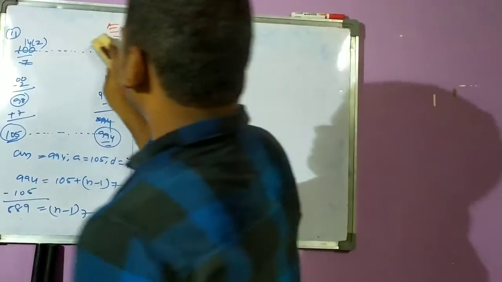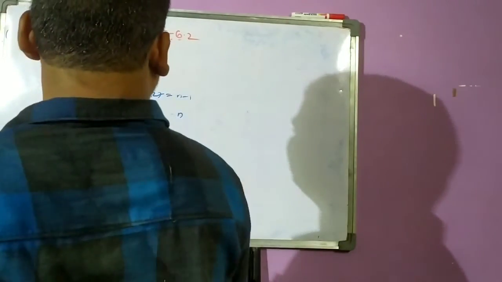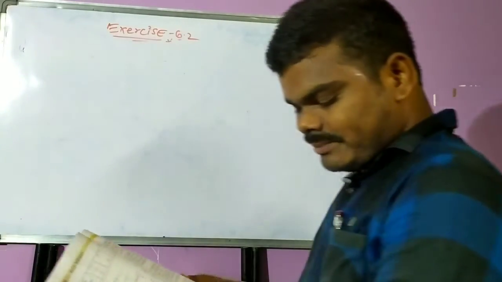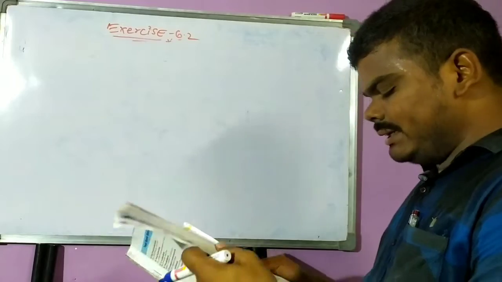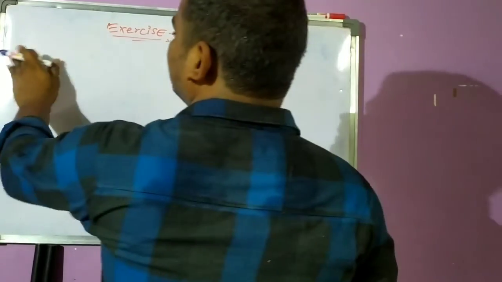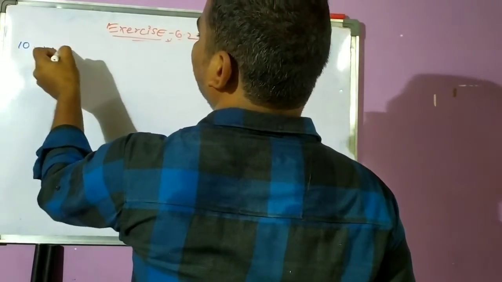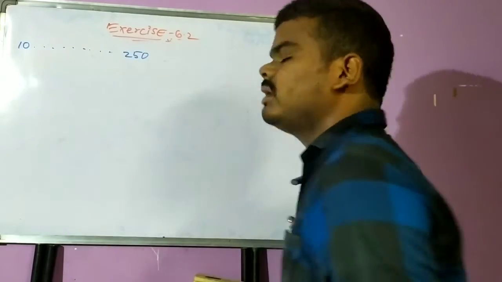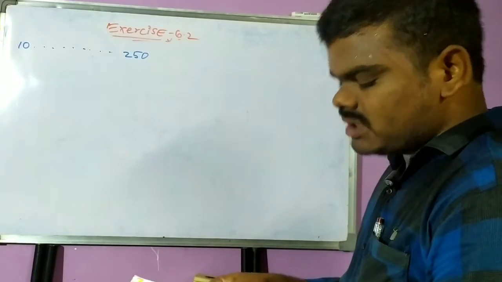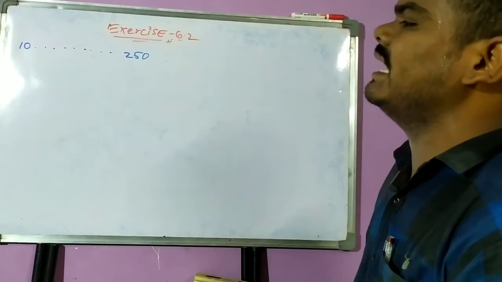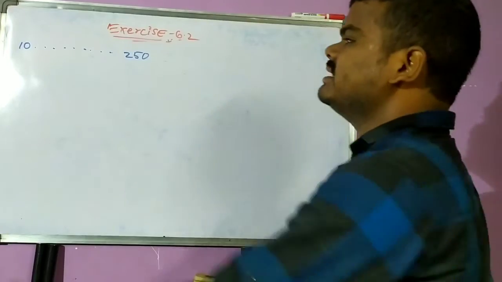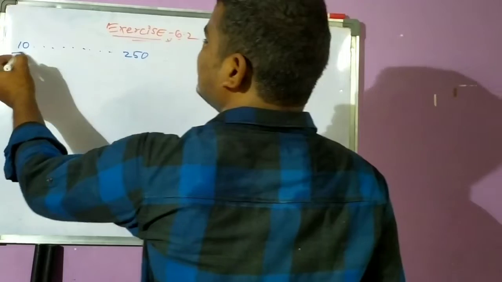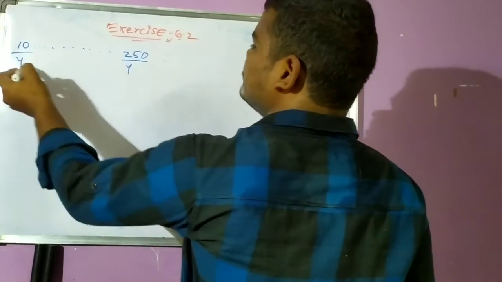That was the 11th sum. Next one, the 12th sum. How many multiples of 4 lie between 10 and 250? See, 10 to 250. Is 250 divisible by 4? How many multiples of 4 are lying between 10 and 250? 10 is not divisible by 4, and 250 is also not divisible by 4.